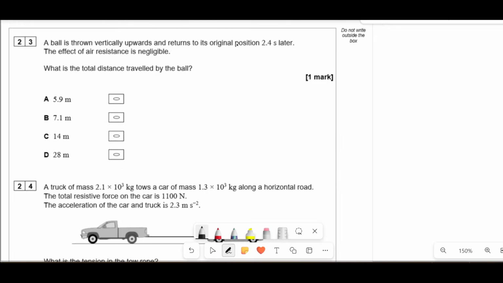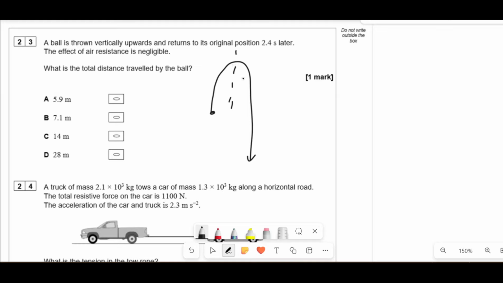Next is a ball thrown vertically upwards and then returns to its original position 2.4 seconds later. The effective air resistance is negligible. What's the total distance? So if we picture this, they're throwing a ball up, it gets to the peak, and then it comes back down. So what we're going to do is find out how long it takes to get to the peak, and then we're going to double that.